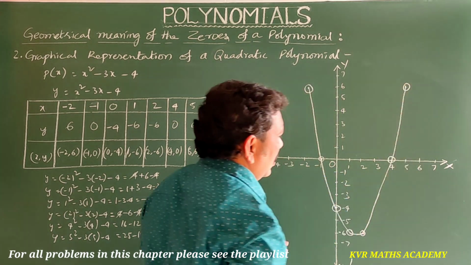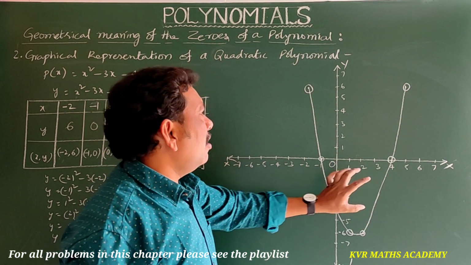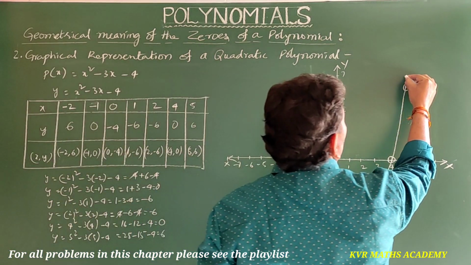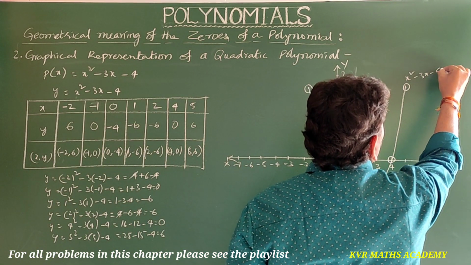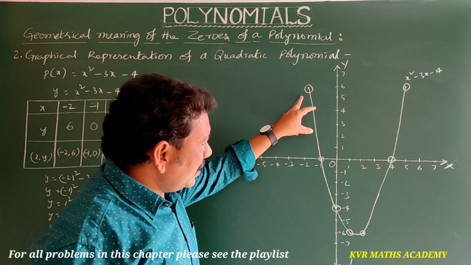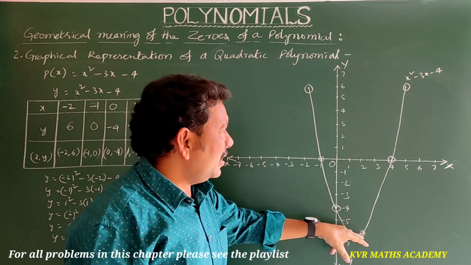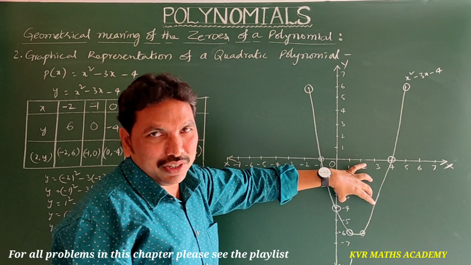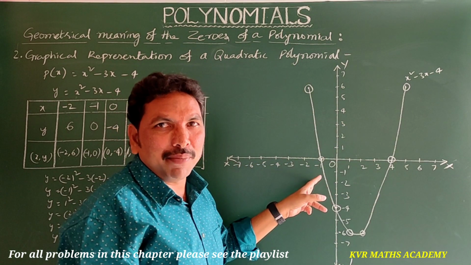So this is the graph of x square minus 3x minus 4. This is the graph of x square minus 3x minus 4. Here it is in the shape of a U, no? This is in the shape of a U. So this is called a parabola shape, right?